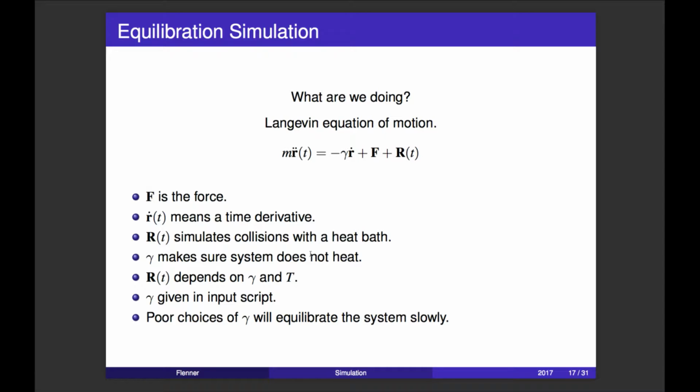And as long as gamma and these are related properly, what it does is it creates a system with the proper temperature, with the proper configurations corresponding to the distribution that you're interested in. And it ends up being a fairly efficient way to equilibrate systems. So I use it frequently.